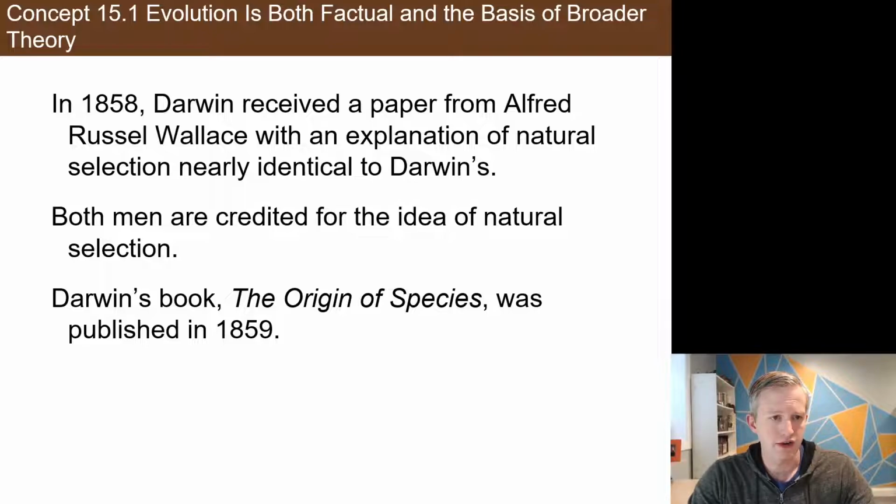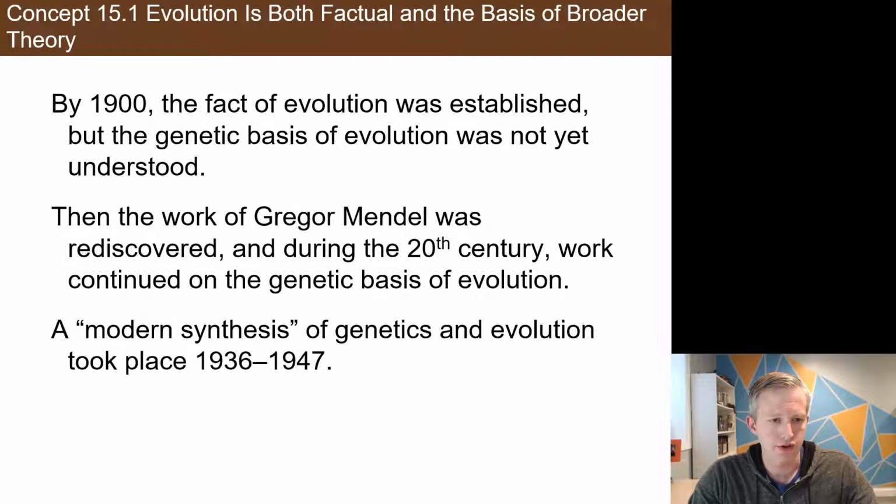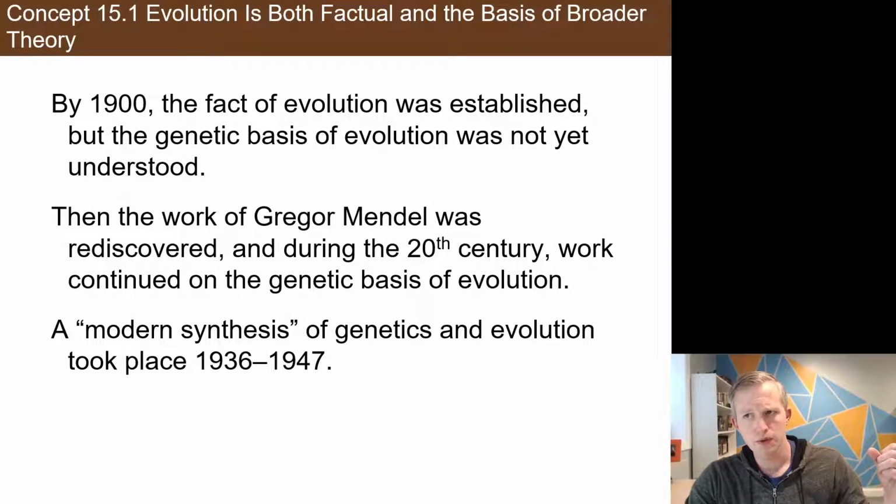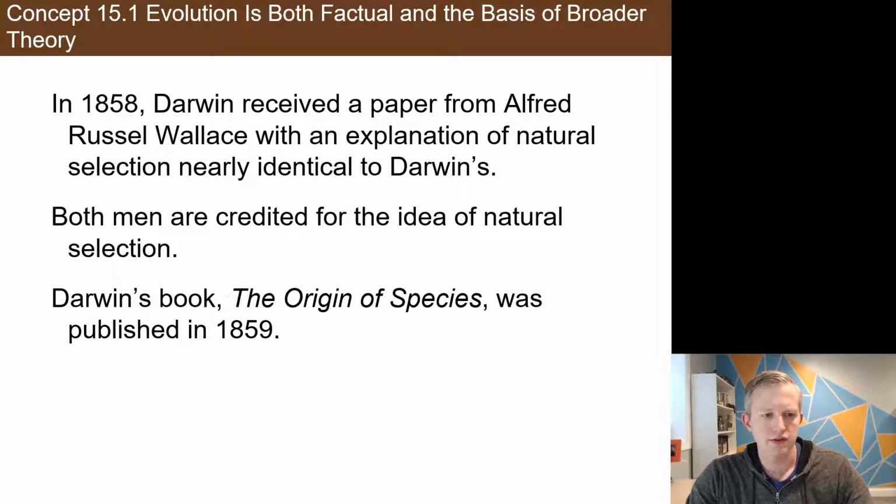And then, like I mentioned, Alfred Wallace actually had basically the identical idea, and they corresponded with each other around the time that Darwin published The Origin of Species. So it's important to remind ourselves that in the context of this, The Origin of Species was 1859.